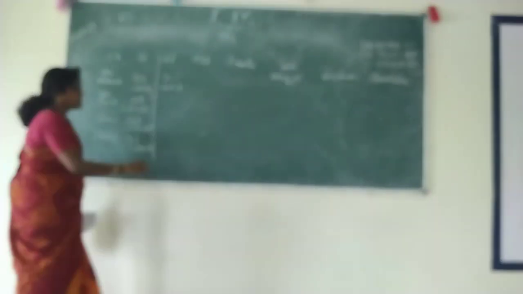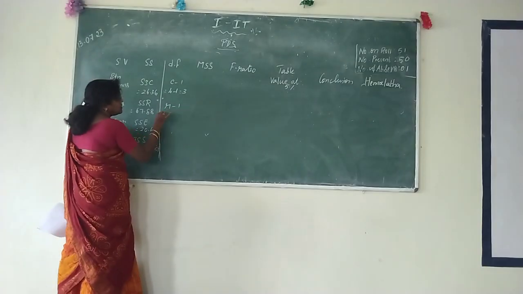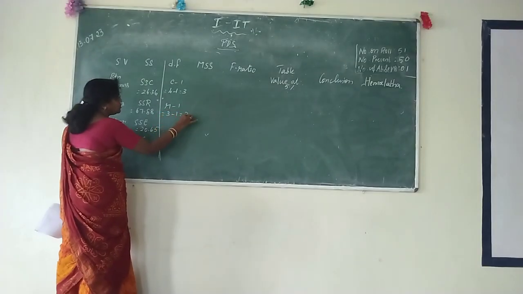Degrees of freedom, C minus 1. How many columns are there? 4 minus 1, 3. So 4 minus 1 will be 3. How many rows are there? 3 rows. Horizontal lines. So 3 minus 1 equal to 2.